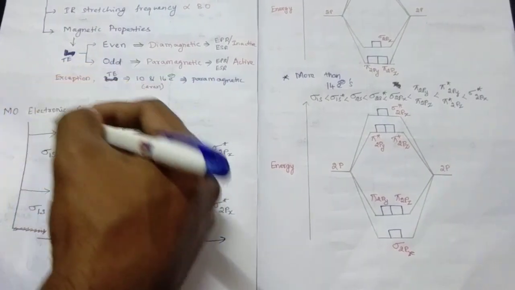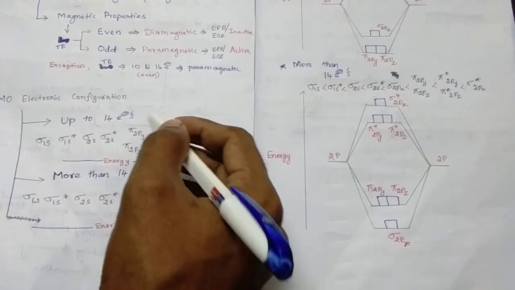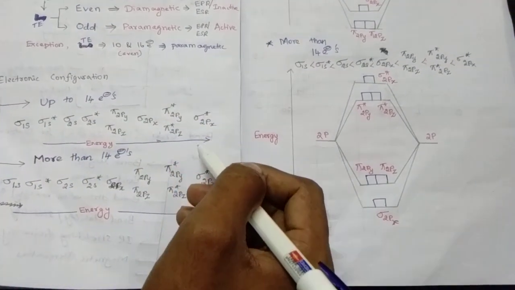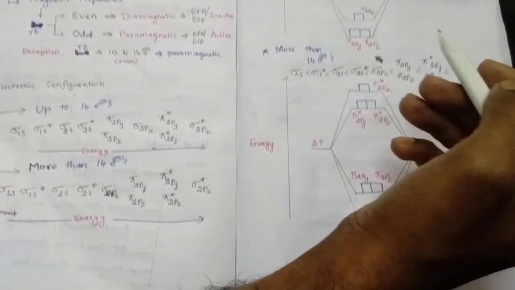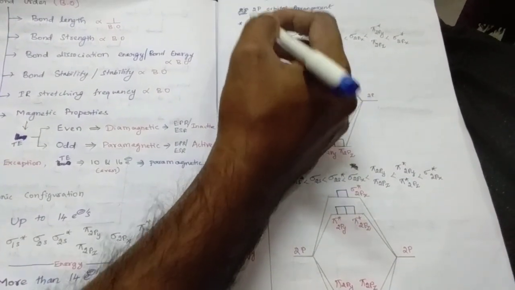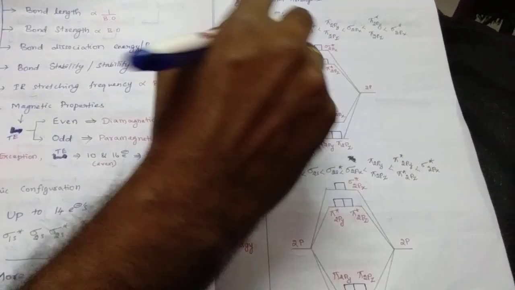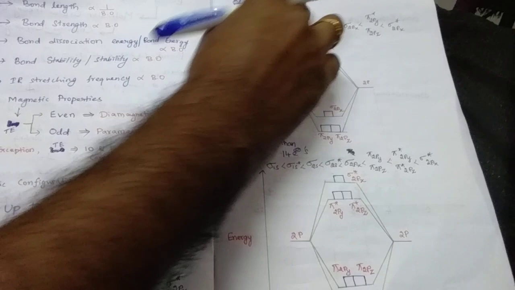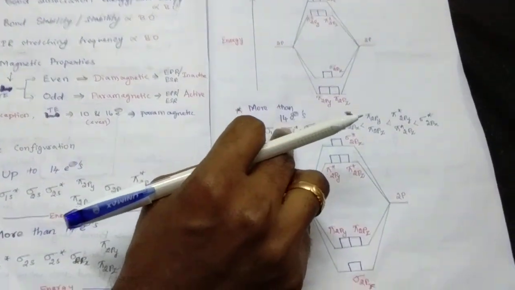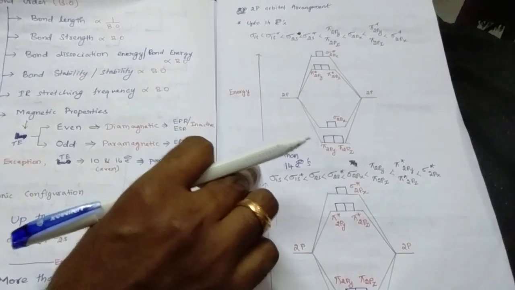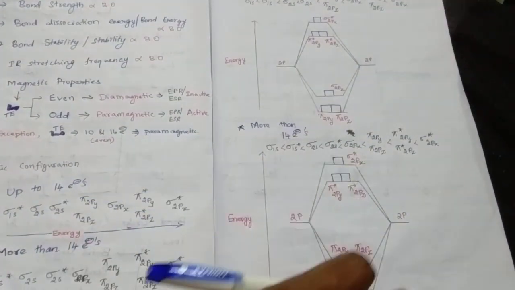and molecular electronic configuration for up to 14 electrons arrangement and more than 14 electrons arrangements we studied yesterday in the previous video, part 3. If you didn't watch, please watch the part 3 video. And we discussed the p orbital arrangements. The p orbital arrangement only varies for up to 14 electron molecules or ions and more than 14 electrons. This is the arrangement of p orbitals in up to 14 electron molecules or ions. This is the arrangement for more than 14 electrons.